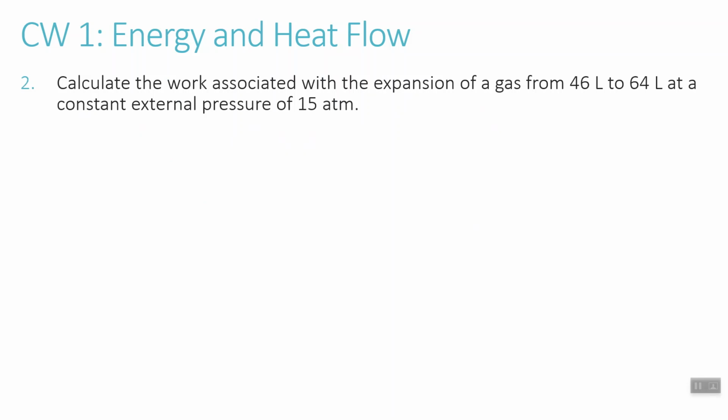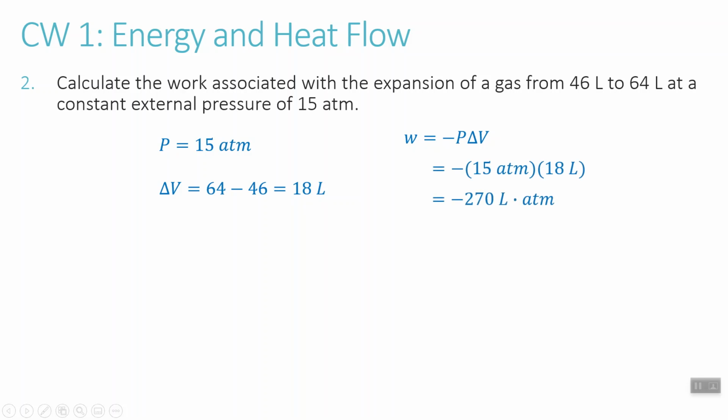Question 2 here, we want to calculate the work associated with the expansion of a gas from 46 to 64 liters at a constant pressure of 15 atmospheres. So we're going to use this equation here. Work is equal to negative P delta V. So pressure times the change in volume. So my pressure here is 15 atm, and my volume change is going to be 18 liters. So when we multiply these together, we get negative 270 liter atm.